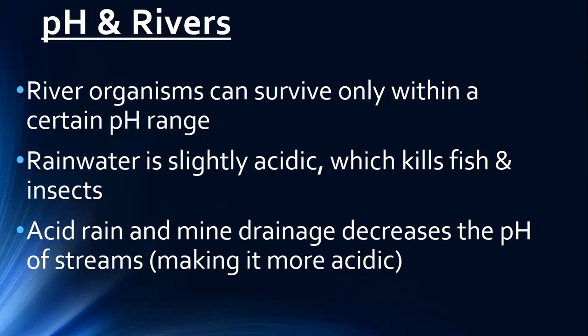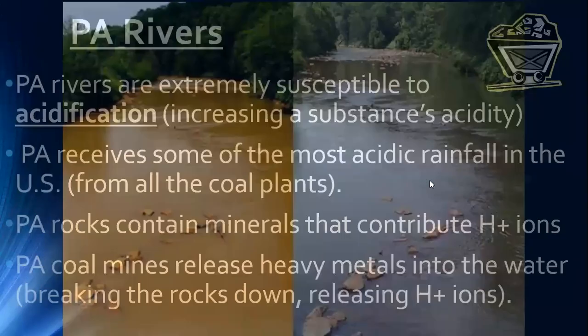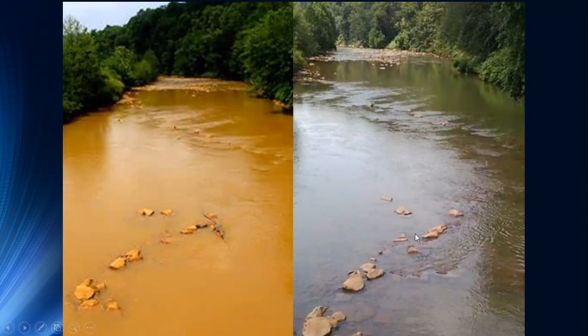Generally, pHs in rivers like to be right around 7, maybe a tiny bit higher than that. Unfortunately, Pennsylvania rivers have undergone acidification, and you should know that because we covered it when we talked about acid mine drainage. Acid mine river, high turbidity. Much healthier river after it's been cleaned up.